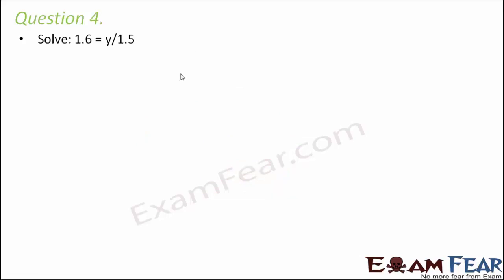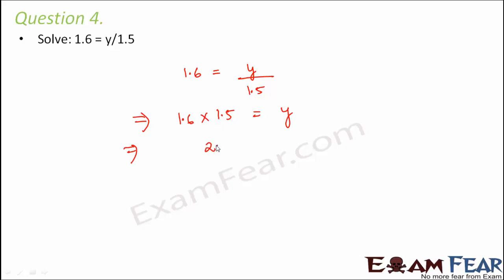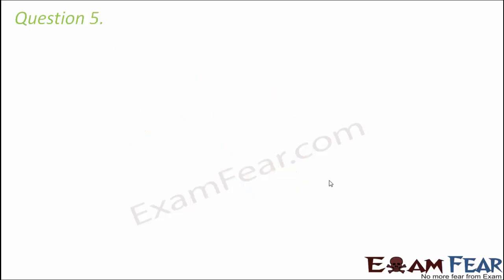Question number 4. Solve 1.6 is equal to y divided by 1.5. So here let's bring the constants on the left hand side and let's keep y on the right hand side. So 1.6 into 1.5 is equal to 2.4. So 2.4 is equal to y, therefore y is equal to 2.4.